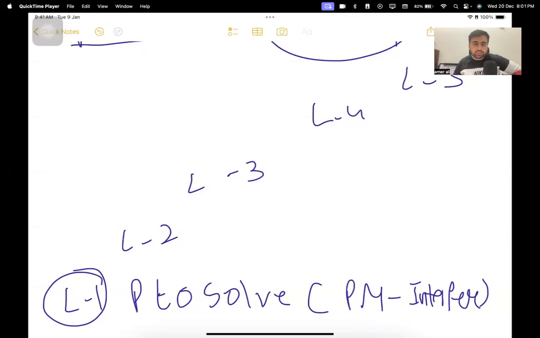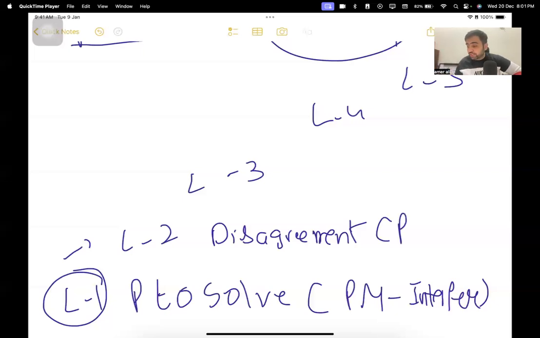He will not interfere into that. That is a level 1 stage. If the conflict is escalated to level 2, which is disagreement, now I start saying, no, this thing is not this way. Your way is wrong. This is not the way. Here, PM should interfere.